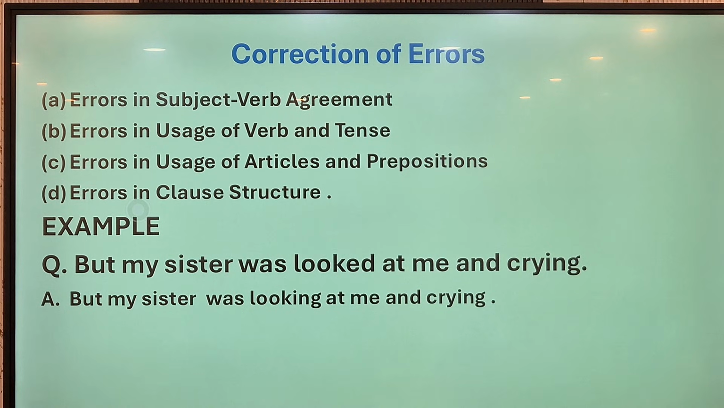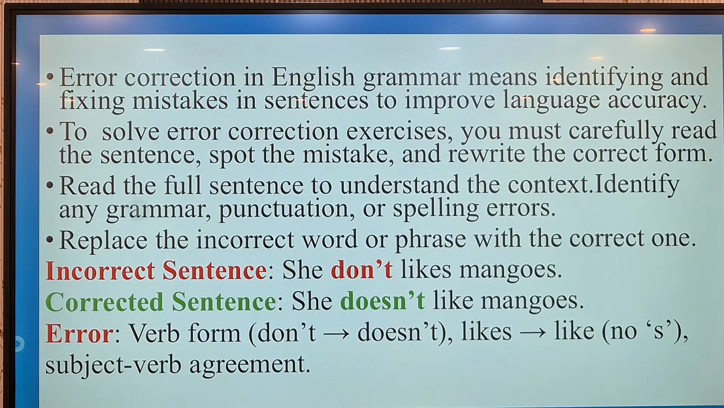Here is one example: "But my sister was looked at me and crying." This is not a correct sentence. You have to identify the error in this sentence and correct it. So what is it? "But my sister was looking at me and crying." This is the correct answer.